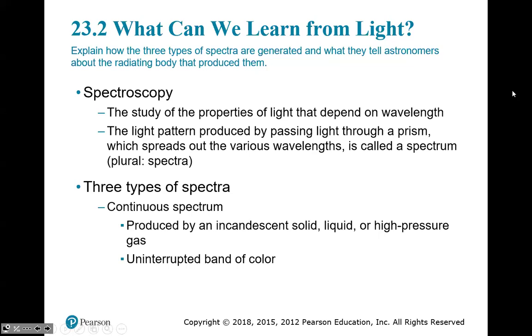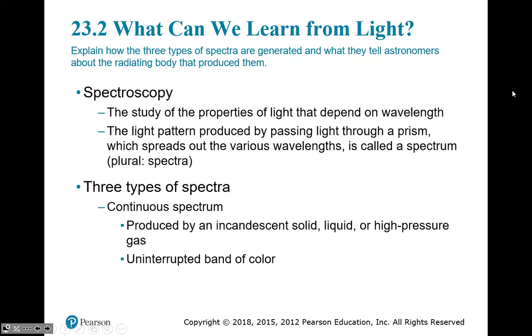And so one of the ways we can study light is spectroscopy. Spectroscopy is the study of the properties of light that depend on wavelength. So you take light you get from somewhere, you spread it apart into its individual wavelengths, and you compare the various wavelengths to get some idea of what's going on with this light. When you spread that light out through a prism, for example, it's called a spectrum. So a rainbow is a spectrum, and the device that makes a spectrum is called a spectrograph, or a spectrophotometer, or a spectrometer, or something like that.